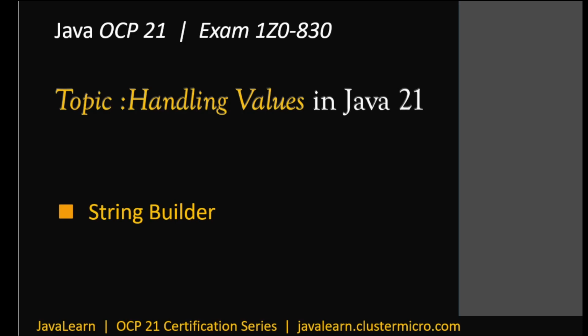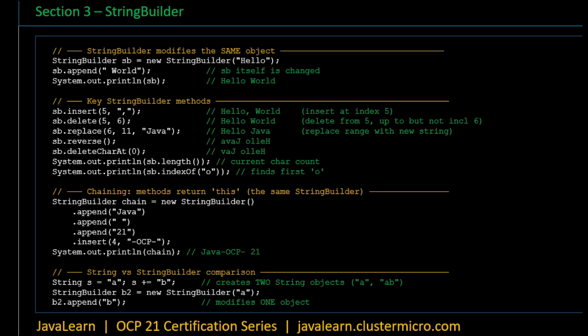So today, as part of our course on handling values in Java 21, we are going to discuss StringBuilder. Everything we learned about string immutability earlier, the rule that every method returns a new object and the original is never changed, StringBuilder breaks every one of those rules, and it does it deliberately. StringBuilder was designed to be the mutable alternative to string.